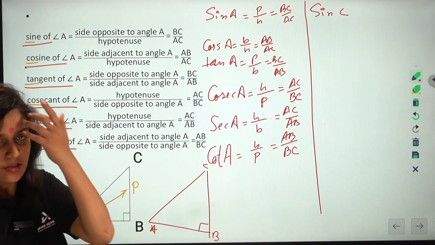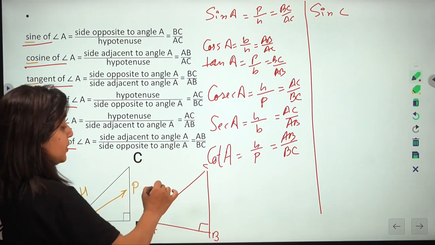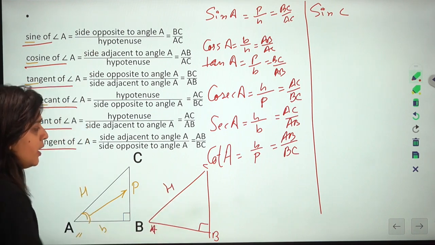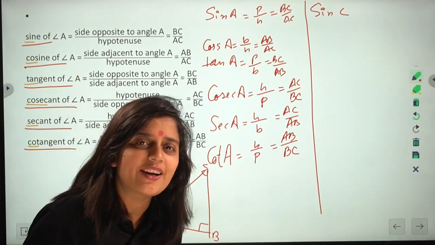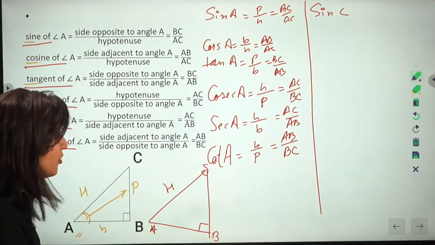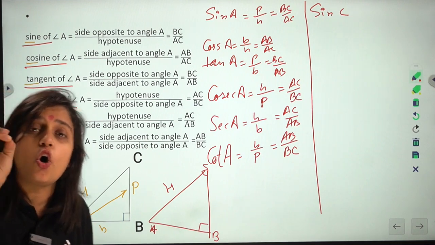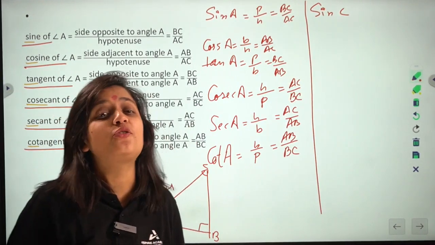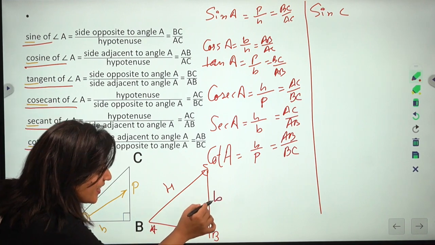The hypotenuse will never change. It will always be the side opposite to 90 degrees. So this will be the hypotenuse. Now this is the reference angle. What will be the perpendicular? Obviously the perpendicular will be AB, because I said the perpendicular is always the side opposite to the reference angle. So this will be the perpendicular and the remaining will be the base.